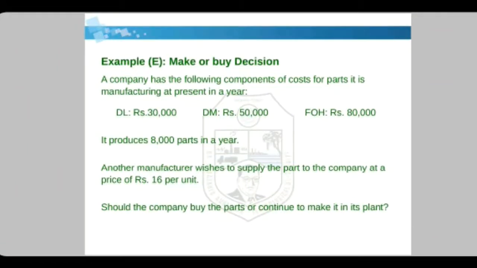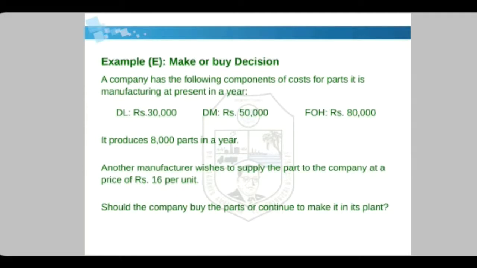Now, the make or buy decision. Whether to make or whether to buy. This is the decision we have to make on the basis of the given relevant information. A company has the following components of cost for parts it is manufacturing at present in a year. There is a company manufacturing some parts in a year and the costs are given. Direct labor cost is 30,000 rupees. Direct manufacturing cost is 50,000 rupees.